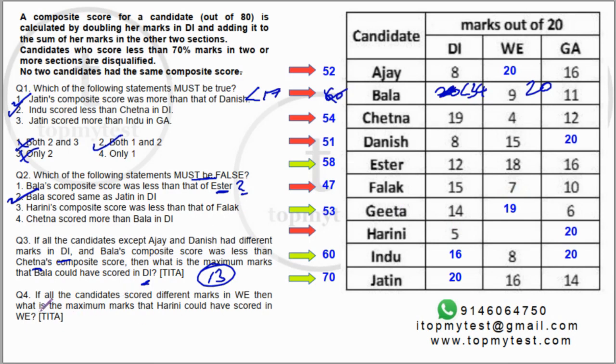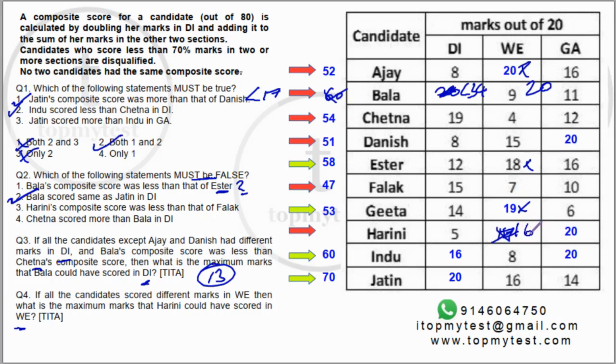And the last one, if all the candidates scored different marks in WE, then what is the maximum marks that Harini could have scored in WE? Okay, 20 is not possible, 19 is not possible, 18 is not possible. Can she score a 17? If she gets a 17, this will be 10 plus 20, 30 plus 17 is 47. She already has a 47, so 17 is not possible.